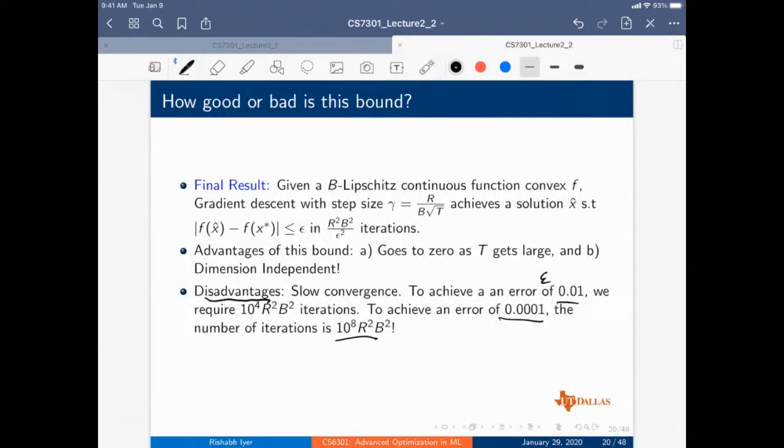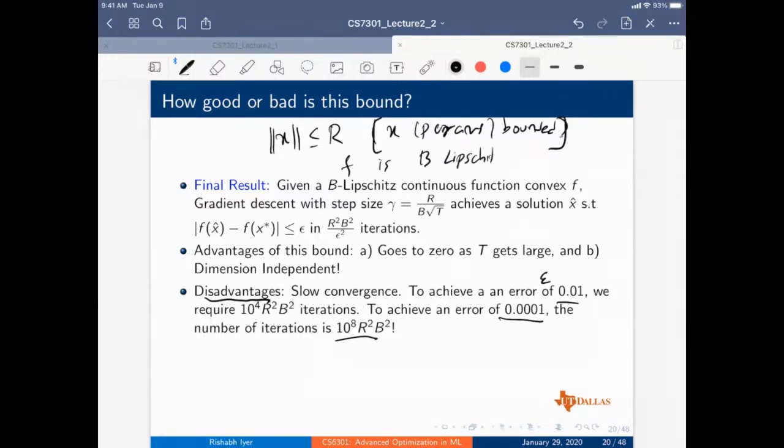Okay, so the question is, what are r and b? r and b are what I had defined earlier, right? So we have the norm of x less than or equal to r, so essentially the parameters are bounded. And second, f is b Lipschitz continuous. So f is b Lipschitz continuous and r is the bound on the parameters. Okay, any questions?